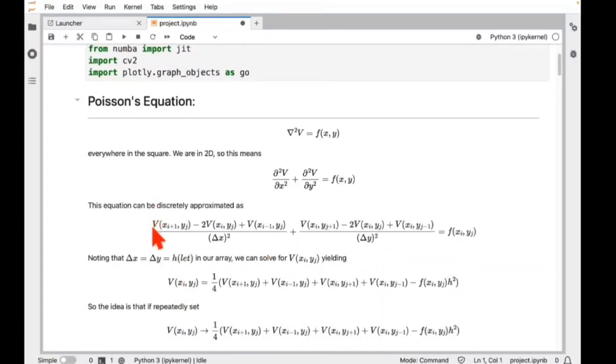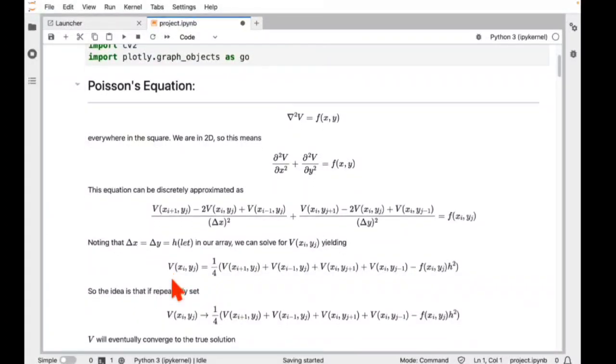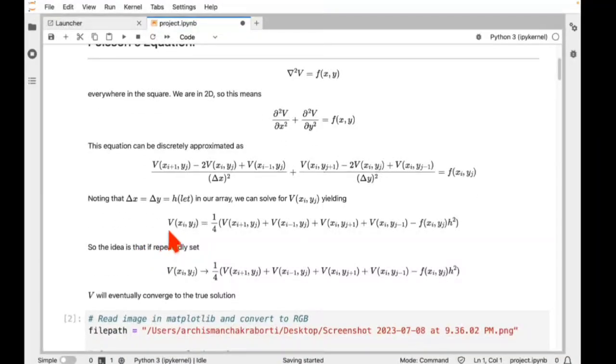We can rearrange this equation to get an equation like this. This equation tells us that the potential at each point, V(xi, yj), is actually sort of an average of all the potentials around that point. So the idea is, if we represent this equation and solve it for a finite number of iterations, the solution will finally converge to the true solution.